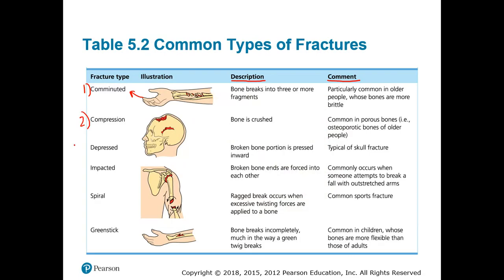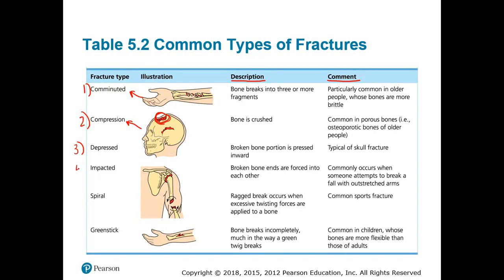The third type is called a depressed fracture. This is when the broken bone portion is pressed inward, and this is very typical of a skull fracture. So this picture right here shows a depressed fracture, where again it's pushed inward.